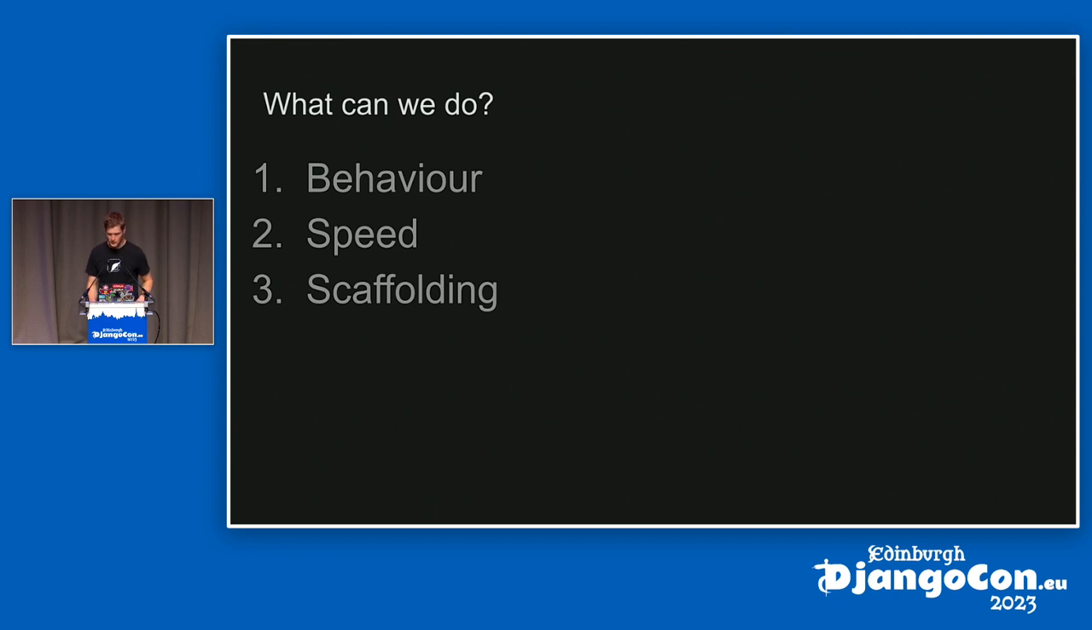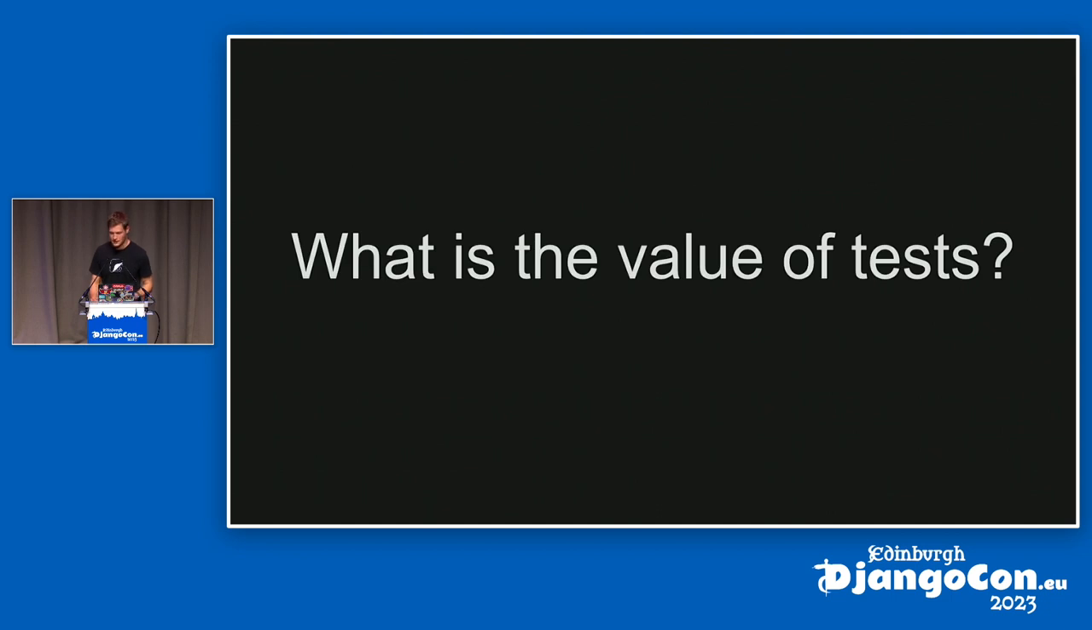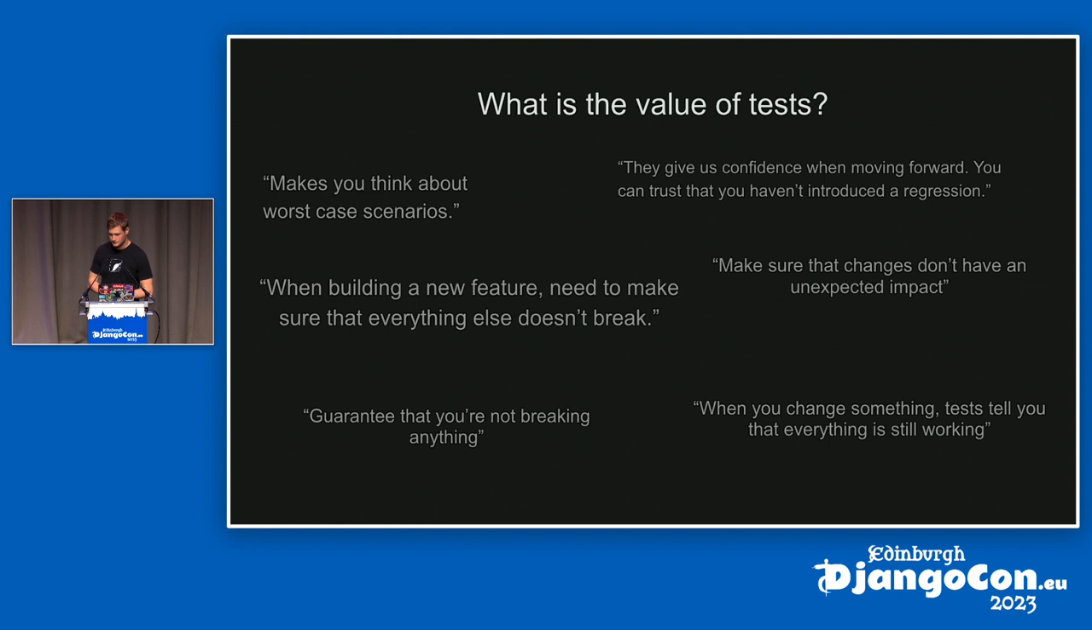All right, so the first thing we can do is on the behavior side. We can ask ourselves, what actually is the value of the test that we write? I asked everyone this as well when I interviewed them. The one thing I heard overwhelmingly from folks I talked to is, if I'm making a change, I want to make sure that nothing else breaks. Everything that I've already written still works, which is essentially how we talk about regression testing.